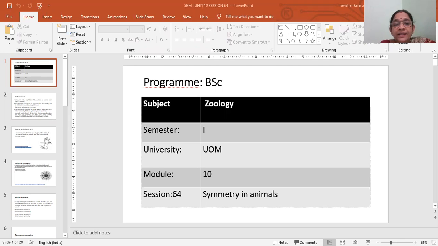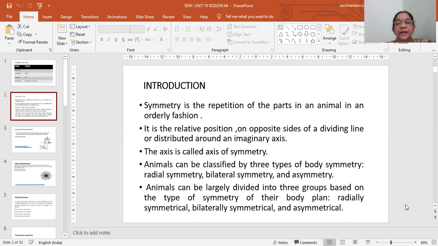And today we will deal with module 10, session 64, symmetry in animals. The topic is symmetry in animals, and symmetry is usually defined as repetition of the parts in an animal in an orderly fashion. Entire structure, anatomically as well as morphologically, there will be division of the body into equal parts in an order. So it is relative position on opposite sides of a dividing line distributed around an imaginary axis. The axis is known as axis of symmetry.